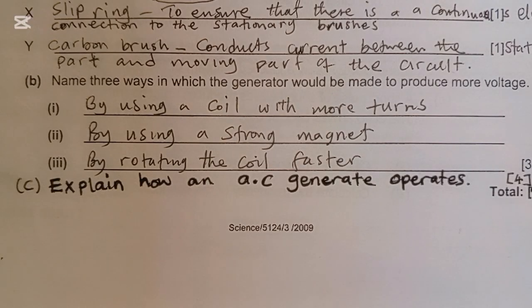Part C, explain how an AC generator operates. So how does an AC generator operate? Number 1, the coil rotates. As the coil is rotating, it will cut the magnetic field lines, and that will induce the electromotive force and current in the coil.